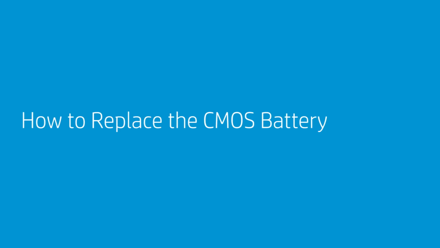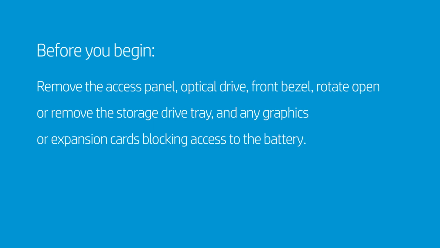How to replace the CMOS battery. Before you begin, remove the access panel, optical drive, front bezel, rotate open or remove the storage drive tray, and any graphics or expansion cards blocking access to the battery.